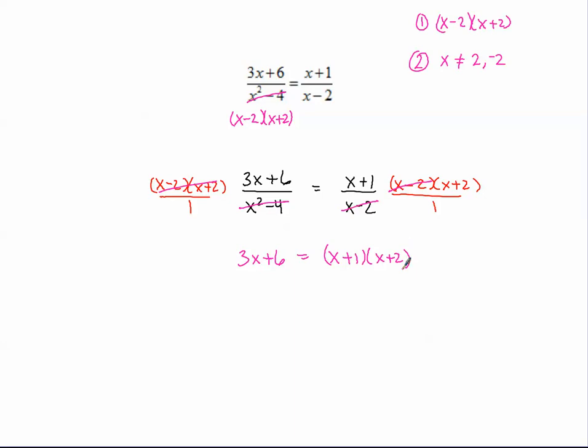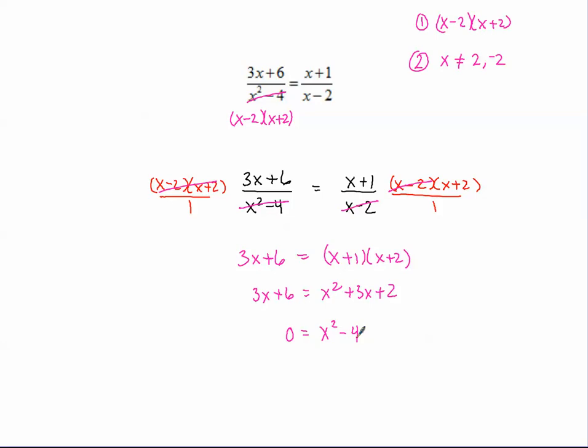So if we multiply everything out, this is 3x plus 6 is equal to, this is x squared plus 3x plus 2 if you distribute it out. So we have that. Now, since this is a quadratic, this is a square term. So when we have quadratics, we want to move everything to the side of the quadratic term. So I'm going to move everything over to the right side. And when I do that, I'm going to have 0 is equal to x squared minus 4.